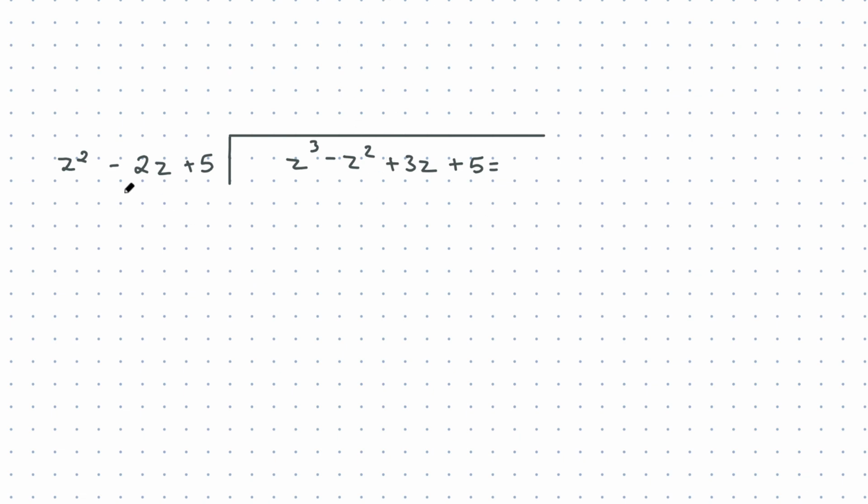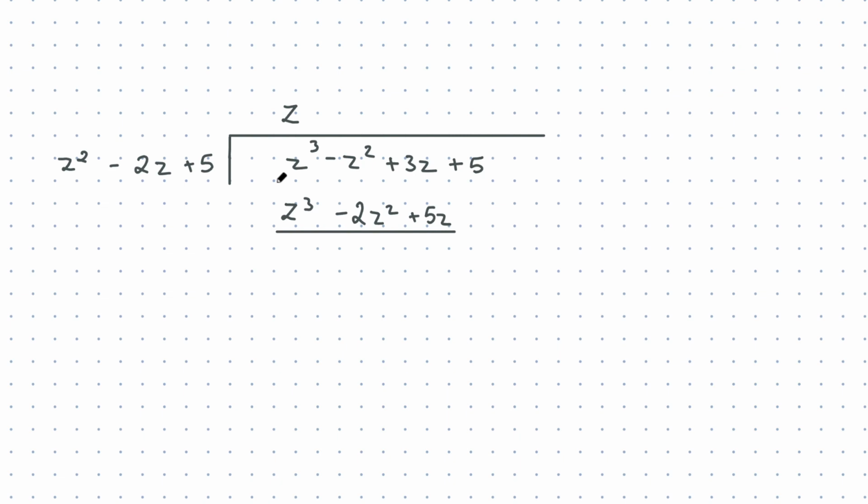So long division, you start by saying z squared divided into z cubed, and you write the answer up here, it's z. Then you're going to multiply it down and put it under. So z by z squared gives me z cubed. I multiplied it down, I put it under. Z by minus 2z is going to be minus 2z squared. Z by plus 5 is plus 5z. I'm then going to have to subtract that.